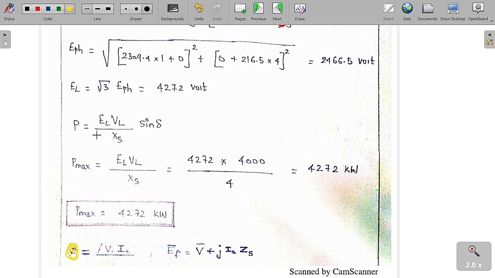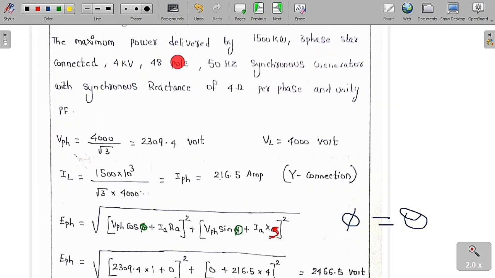Therefore, the maximum power generated by this three-phase synchronous generator is EL VL by XS. EL is the line voltage EMF which is generated, and VL is the terminal line voltage, divided by XS. In this question, they have given the terminal line voltage. So first we converted to phase voltage. The terminal phase voltage we converted, and then we figured out the phase current or line current in star connection. And the EMF equation which you already know, per phase values we know, this is the equation.